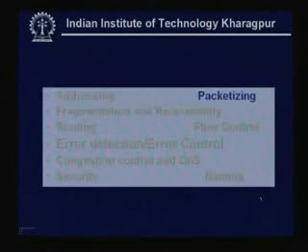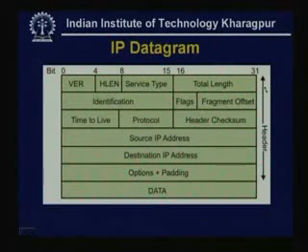Now let us consider the second issue, that is packetizing. Packetizing means the data has to be sent in the form of a frame, and the packet which is received from upper layers is used by the internet protocol to frame a datagram. So the datagram, as you can see, includes a header comprising a number of fields, and the data is included. Apart from data, it adds a header. The header has a number of fields which are explained here.